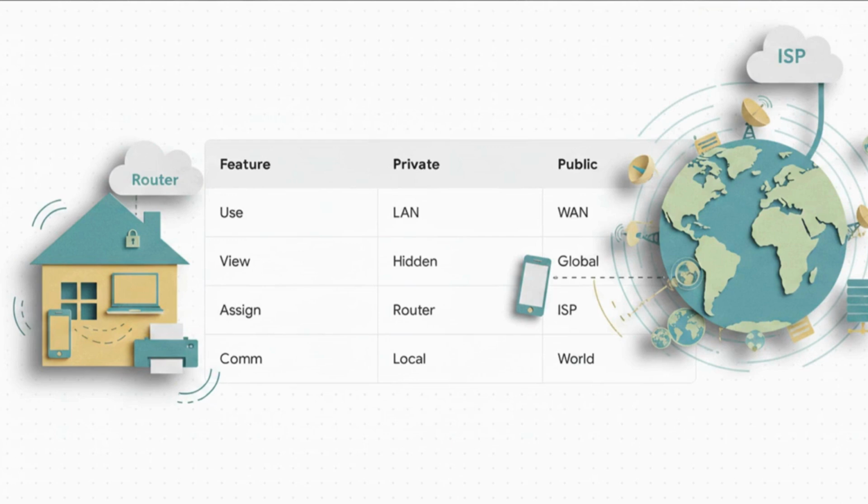And this brilliantly illustrates the contrast. We've got this clear-cut dichotomy. Private IPs are for hidden local LAN communication handled by your router. Public IPs are for global WAN communication assigned by your ISP. So you have this secure, isolated inside and this vast, routable outside. But this creates a real technical tension. Think about it. If your smartphone only has a private hidden IP address, how on earth does it ever actually view a globally public website?